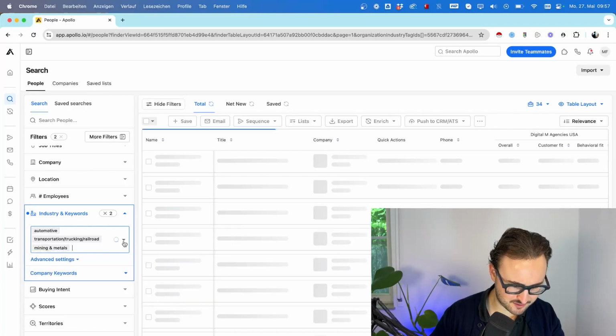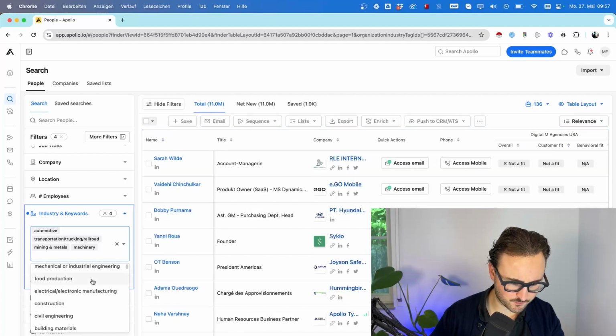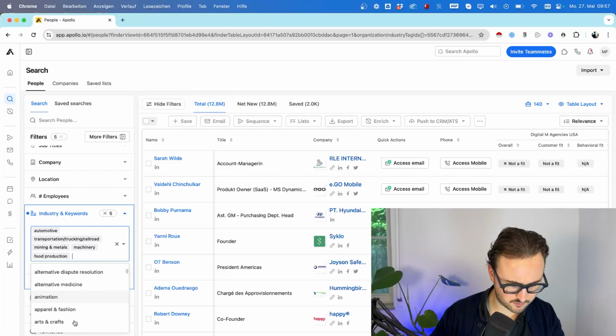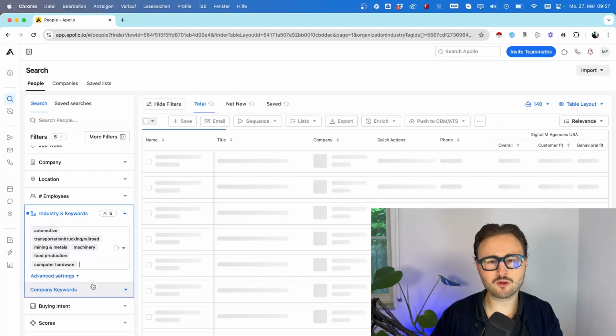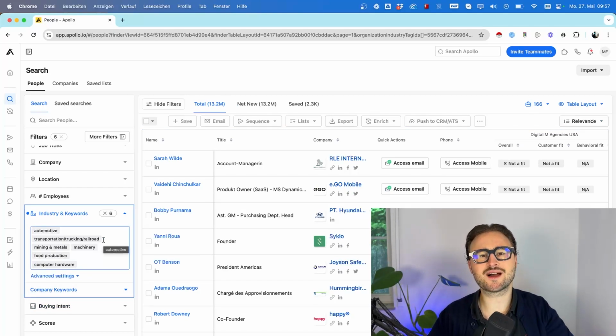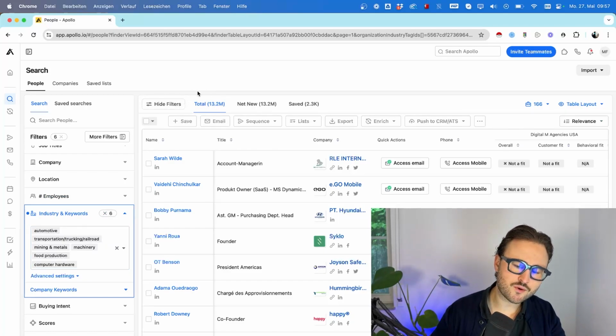Mining and metals, machinery with a focus on machinery production, fruit production. Then what else do we have here? Computer hardware. So all of those guys have a logistics department, and so on and so on. So I think you get my point. And then in the end, you find here a total amount of leads.